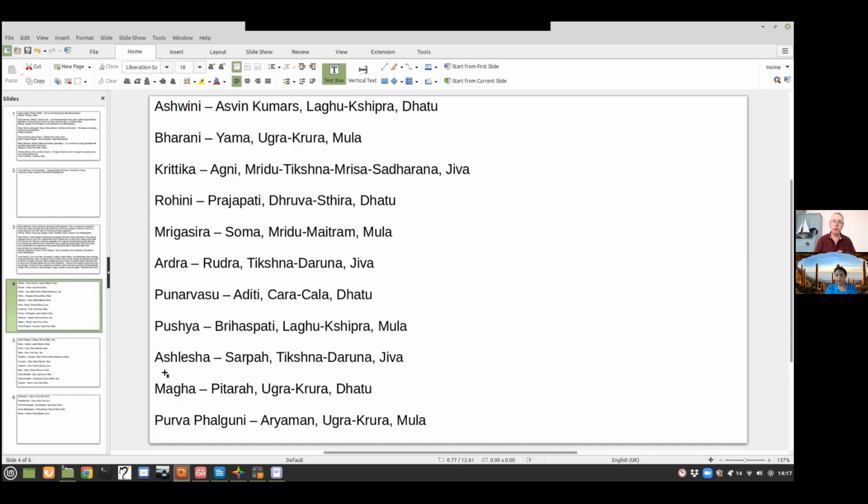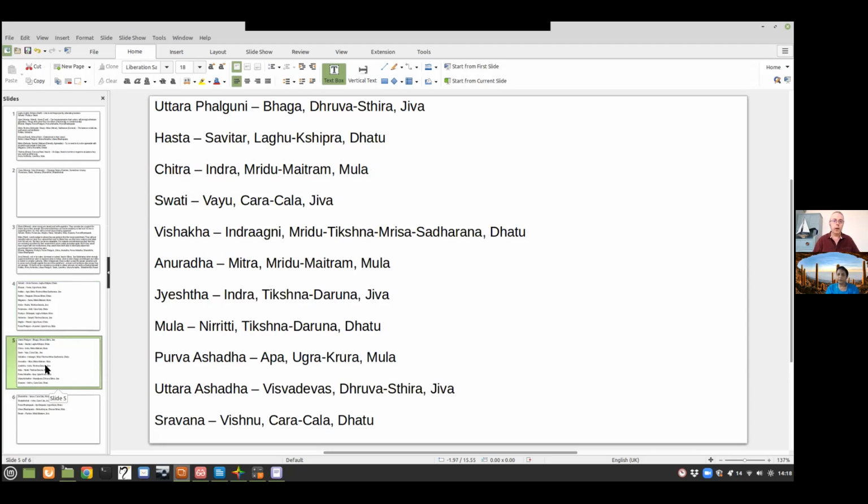Now, with Purva Falguni and Uttara Falguni, you'll find a lot of sources will say Uttara Falguni is connected to Aryaman. And sometimes you'll see it being interchanged with each other. And when you get to the Purvas and the Uttaras, really they're one nakshatra kind of split in half on a certain level. So the energies are somewhat similar in that particular capacity, especially with the Falgunis. So Purva Falguni is connected to Aryaman. It's a Ugra and Krura nakshatra, or a violent and cruel nakshatra, and it's of the plant kingdom.